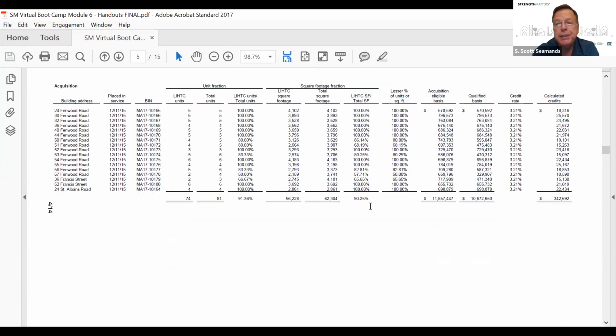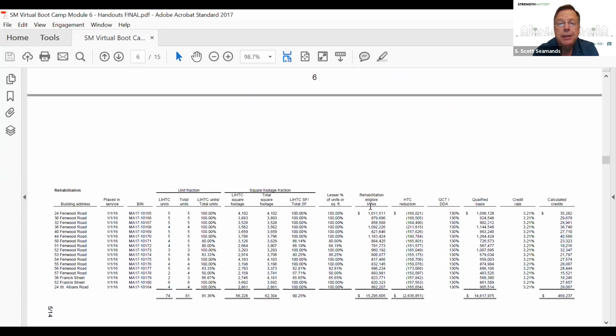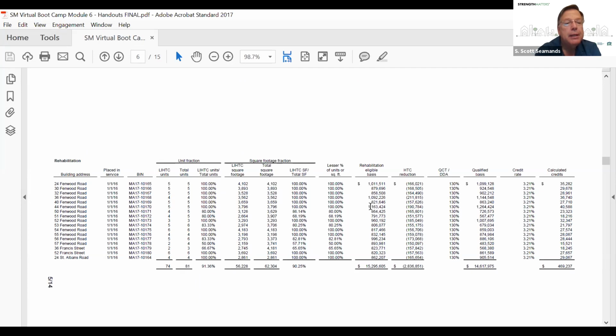So then the next page does the exact same thing, but for the rehab cost, same idea, except notice that the placed in service date is a little bit later, because the acquisition date was at one point, but the rehab was undertaken from the time of acquisition up through January 1st, when the rehab was completed. So we have placed in service dates of January 1, 2016 for every building. So all of the rehabs for all the buildings were deemed to be completed on January 1st, 2016.